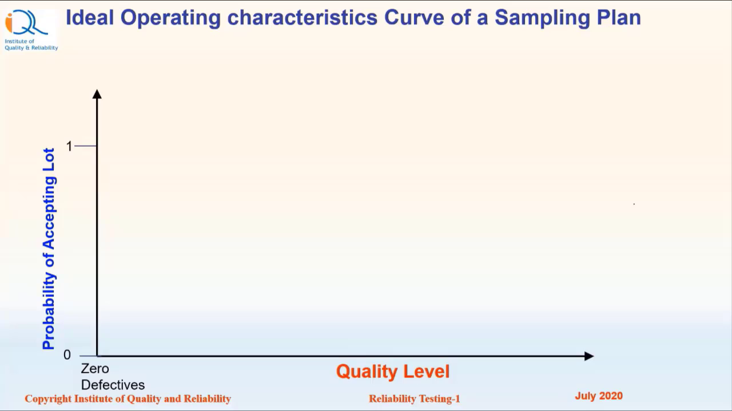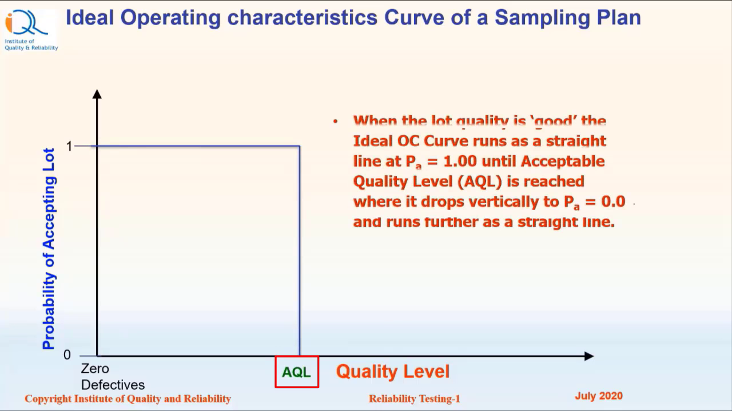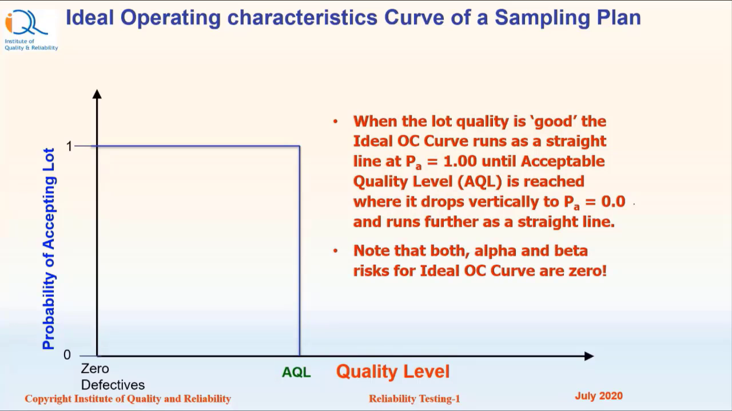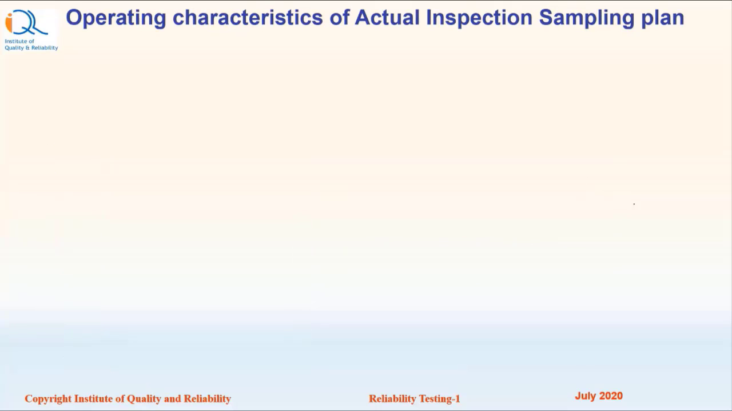So the ideal operating characteristic curve would have probability of acceptance 1 up to AQL, and then it will drop down to 0. Note that alpha and beta risks both are 0 for an ideal operating characteristic curve. But that is ideal operating characteristic. We cannot have ideal situation in real life. So let us come to the real life and look at the actual operating characteristics.